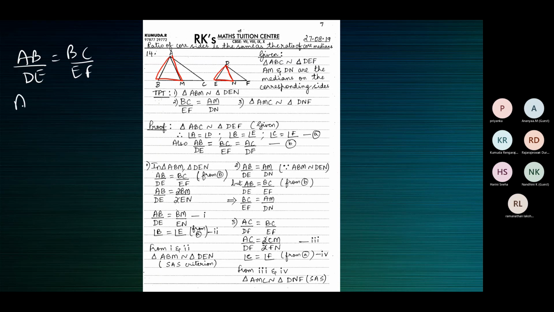Ma'am, we can use the property also, ma'am. What property? Ma'am, the corresponding altitudes and medians are equal, no, ma'am. That you can use directly to solve numericals. I just told you all those three results. Now we are seeing how to prove them. We're just seeing how you have to prove them.